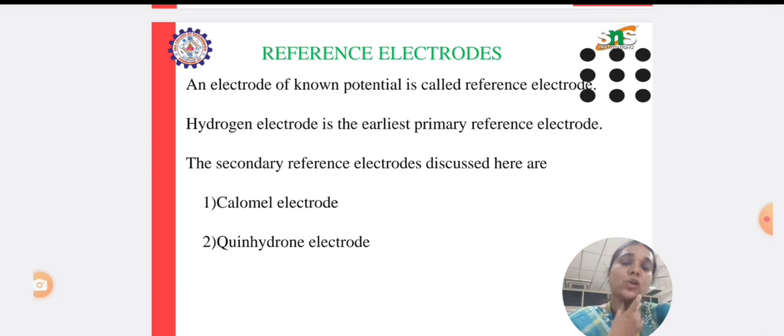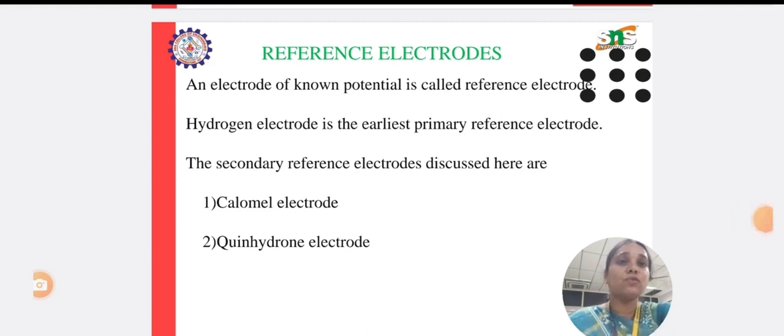The hydrogen electrode is the earliest primary reference electrode. The first primary reference electrode we took was the hydrogen electrode. As the secondary electrode, nowadays we are using the calomel electrode as the main electrode for reference.